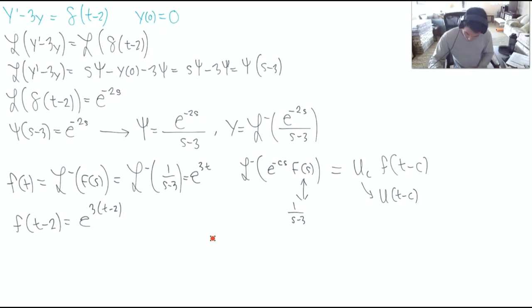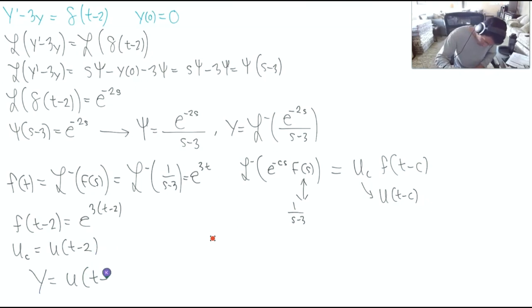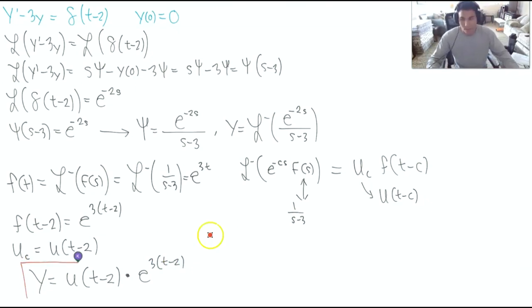And then u sub c, for us, is going to be u of t minus 2. So our answer is y is equal to u of t minus 2 multiplied by e to the 3 times t minus 2. So there you go. That is your answer to the differential equation.